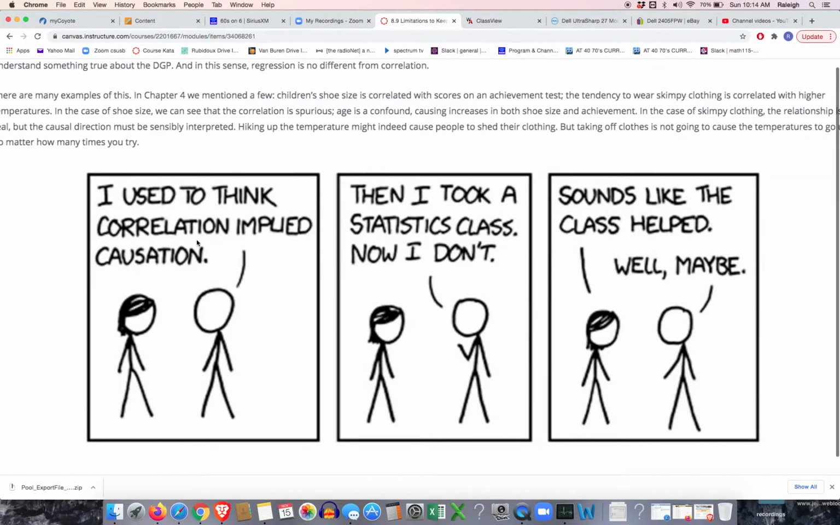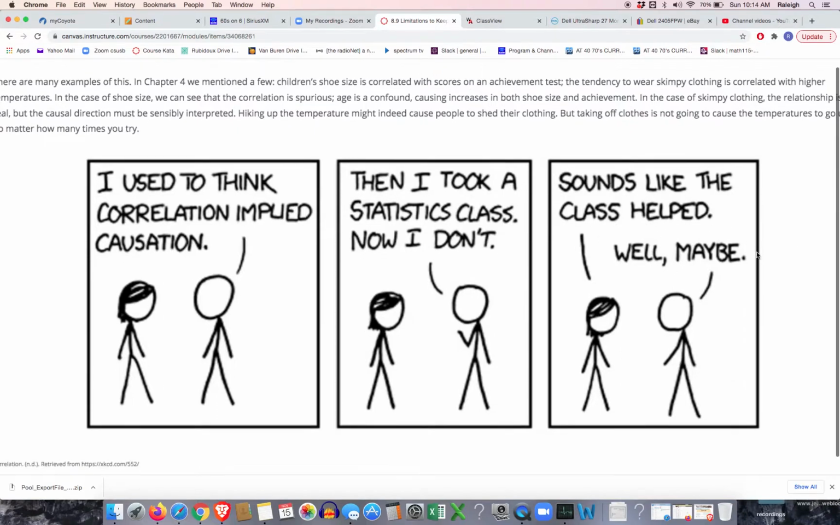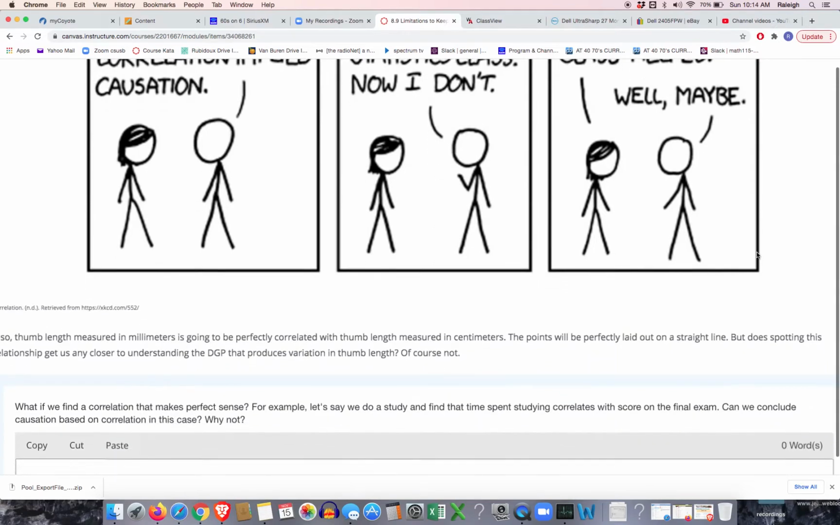I used to think that correlation implied causation. Then I took a statistics class. Now I don't. Sounds like the class helped. Well, maybe. That's pretty funny, I think. So anyway.